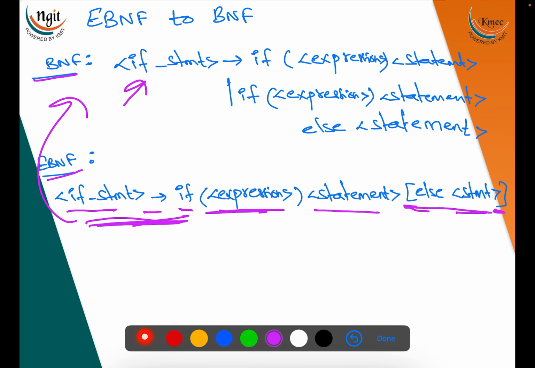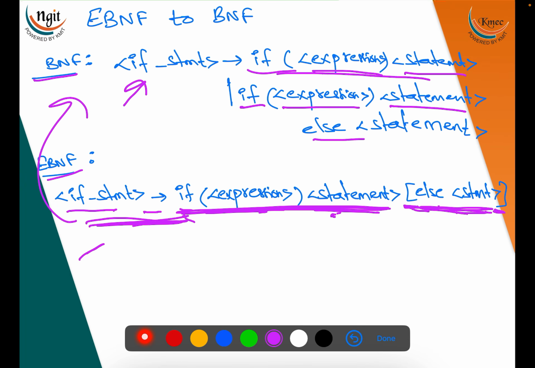Now how to construct the BNF grammar from this grammar? You first of all write this statement as it is. And later the optional part is added to this. So that's: if expression statement. It is a simple if statement, and it is if expression statement else statement. So this can be written in EBNF in the form of this. So this is about BNF to EBNF conversion and EBNF to BNF conversion.